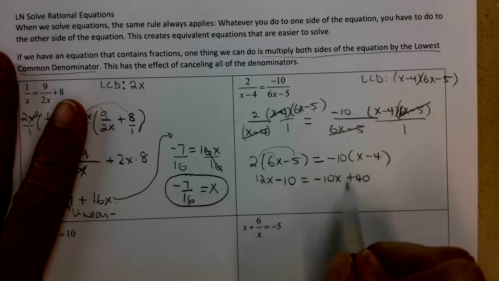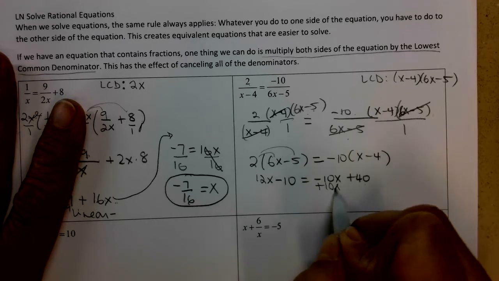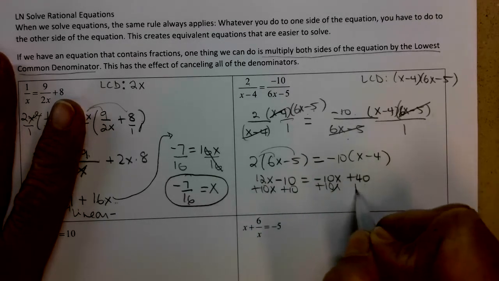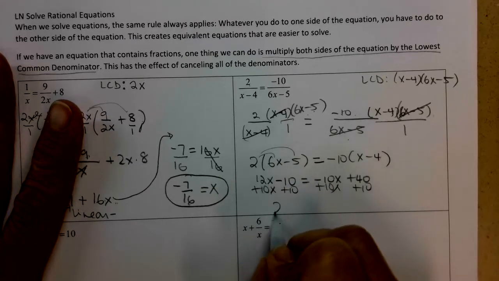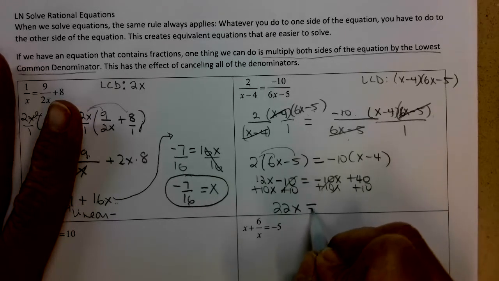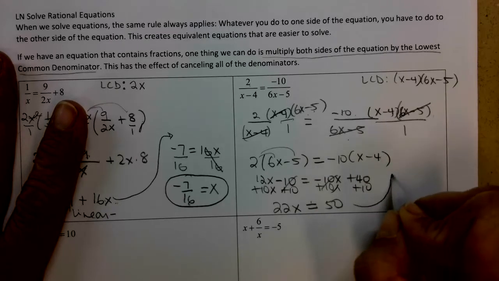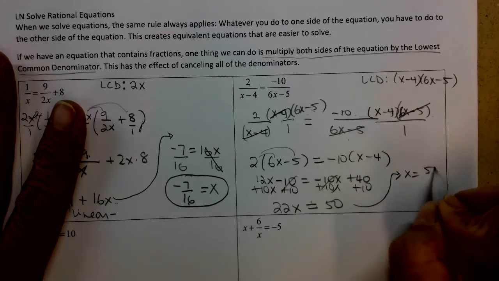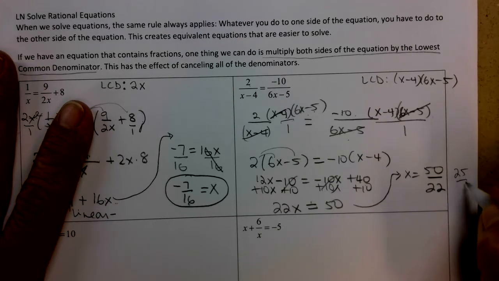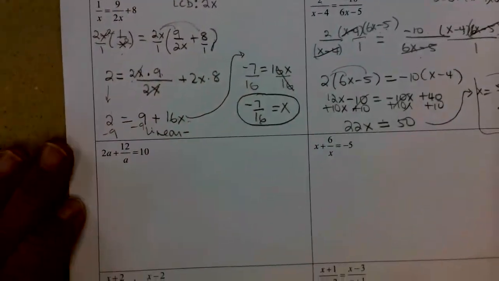So again, this is linear because my x's are to the first, so we'll get all of our x's together on one side and our numbers together on the other. So I'm just doing that. So I have 22x. Those guys are gone, those guys are gone. There's my equal sign, equals 50. So divide both sides by 22. So 50 over 22, or 25/11ths. Okay.